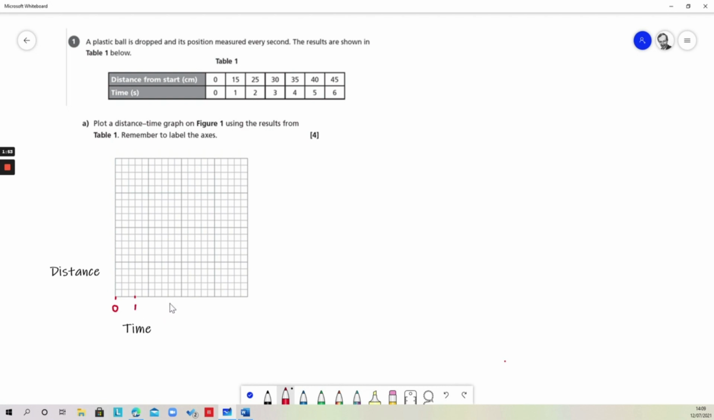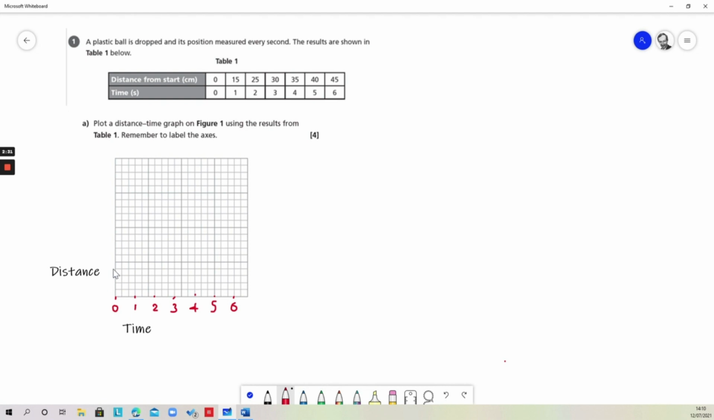So we'll make that 1, and that one will be number 2, that will be 3, that will be 4, that one there will be 5, and that one there will be 6. That's quite a good scale, because it means that we're using most of the length of the graph. Generally speaking, the more of a graph that we use, the better the graph is going to be. Now on the vertical axis, we're going to be putting values for distance.